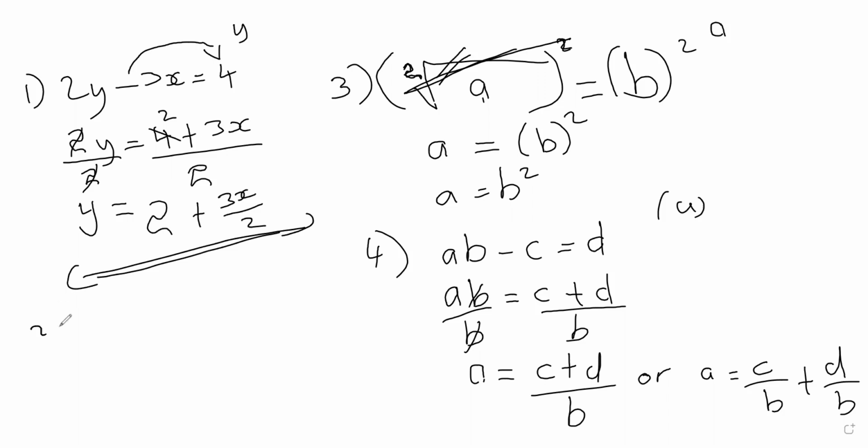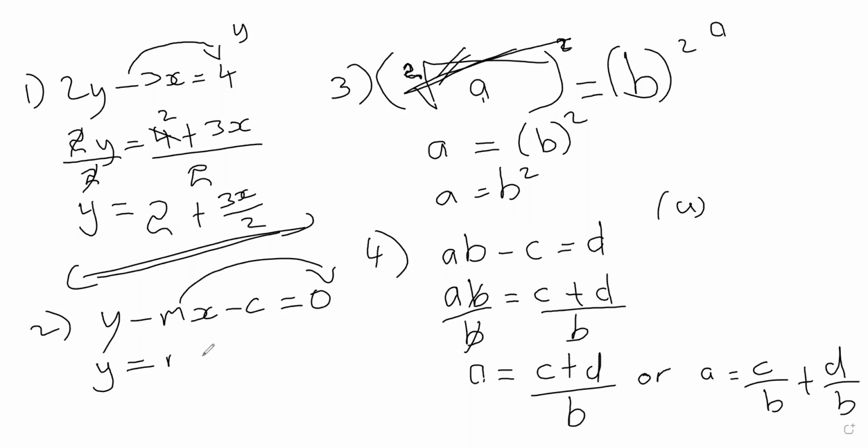So this was our first step. And then our second one was y minus mx minus c is equal to 0. And they asked you to change y to the subject of the formula. So it's the same thing. Anything that is not relating to y, you move it to the other side. So you have y is equal to mx plus c. And then this becomes the final answer.